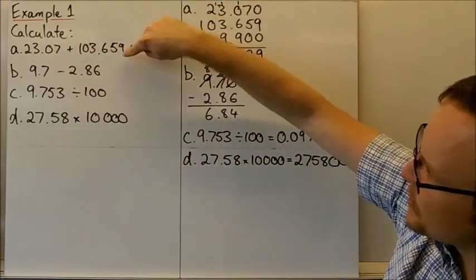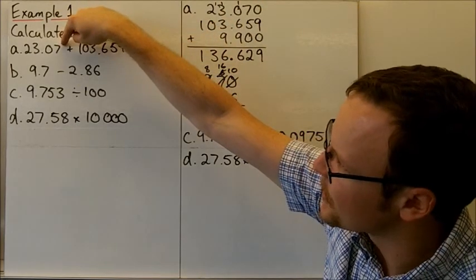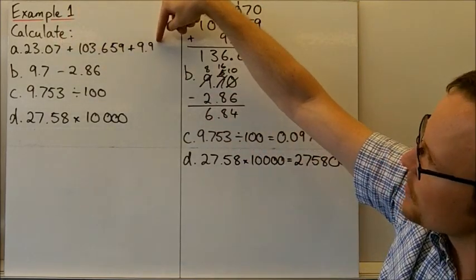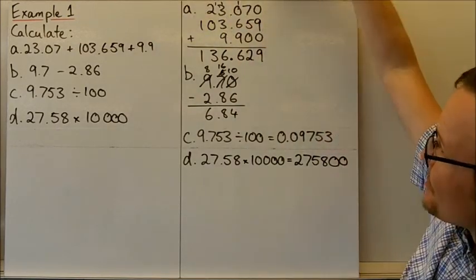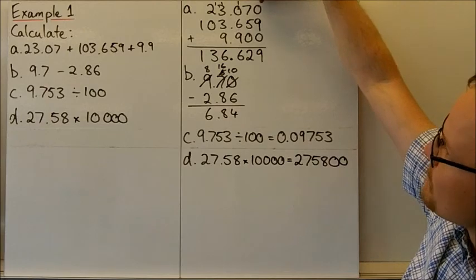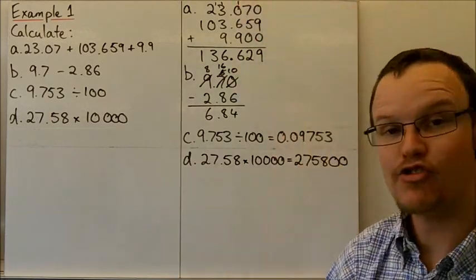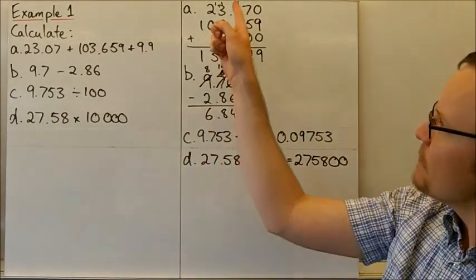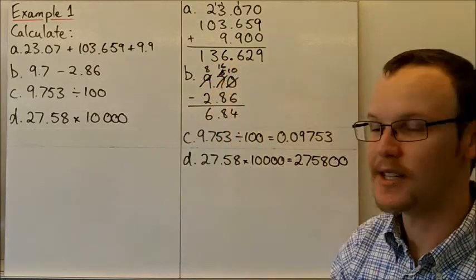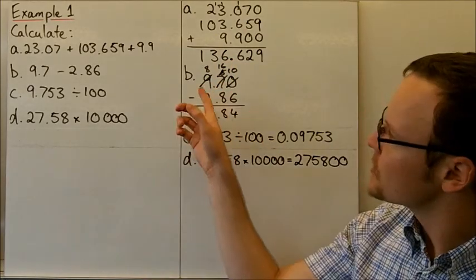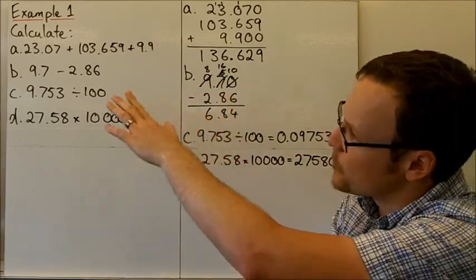We do have a third decimal place here. We've got the thousandths column, and this one has a 0 in the thousandths column, and this one has a 0 in the thousandths and the hundredths column as well. So we need to place those zeros in there to make it easier to see. Here we just add each of the columns up, adding normally as you would an integer, making sure the decimal point lines up, and we get 136.629.